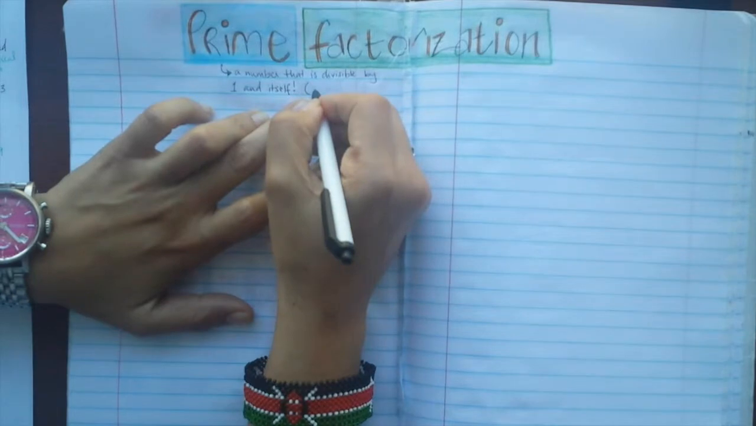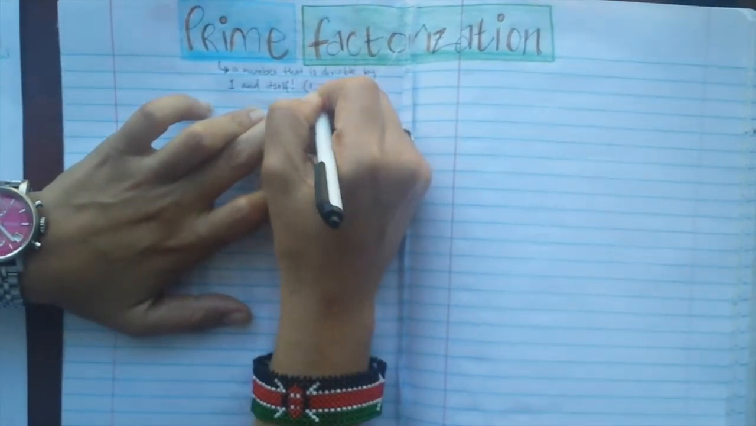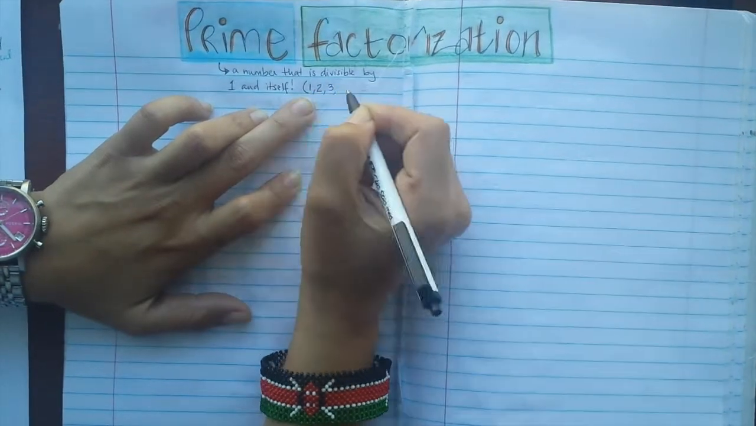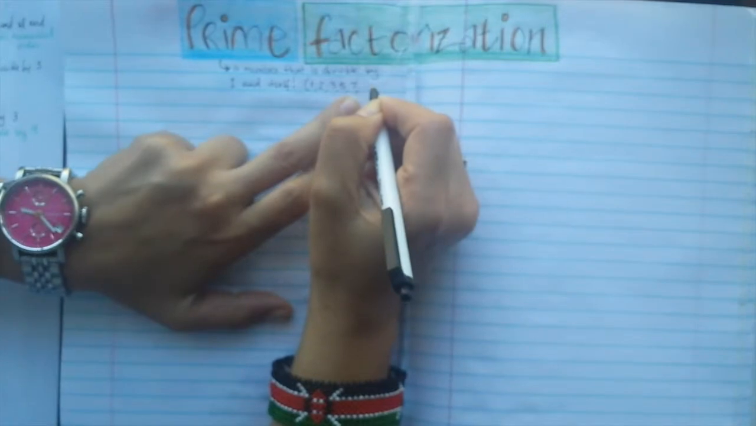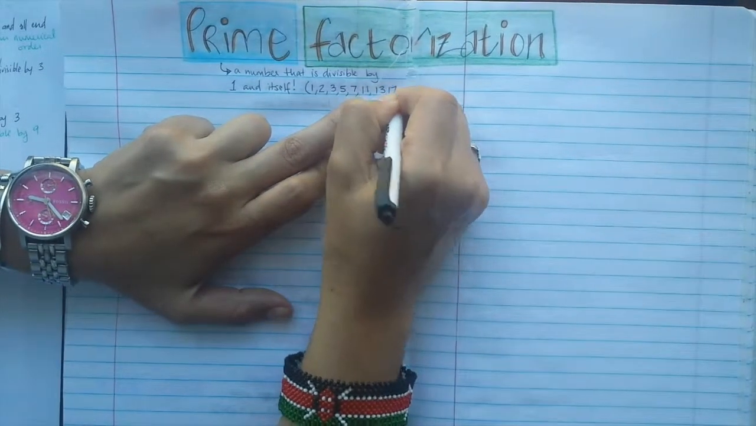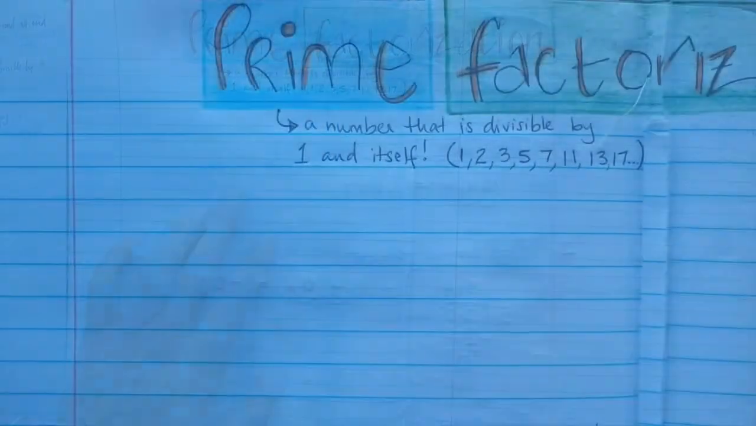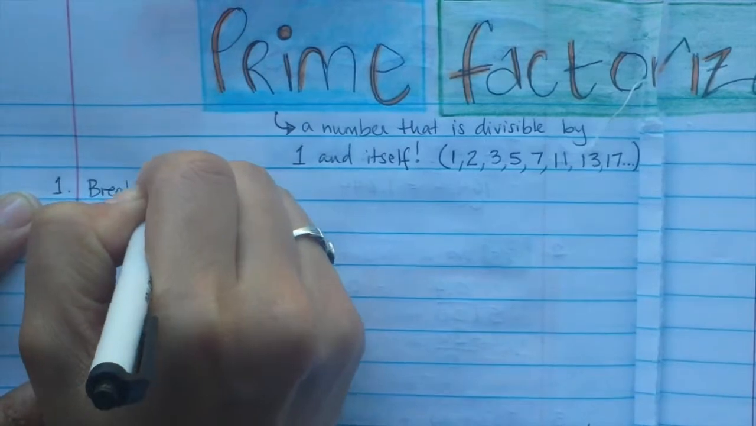So like 1, it's divisible by 1 and itself. 2 is divisible by 1 and 2, so that's okay. 3 is divisible by 1 and 3, that's fine. 4 is not a prime number because it's divisible by 1 and 2. 5 is a prime number, it's divisible by 1 and 5. 6 isn't, 7 is, 11 is, 13 is, 17 is. So again, divisible by 1 and itself.